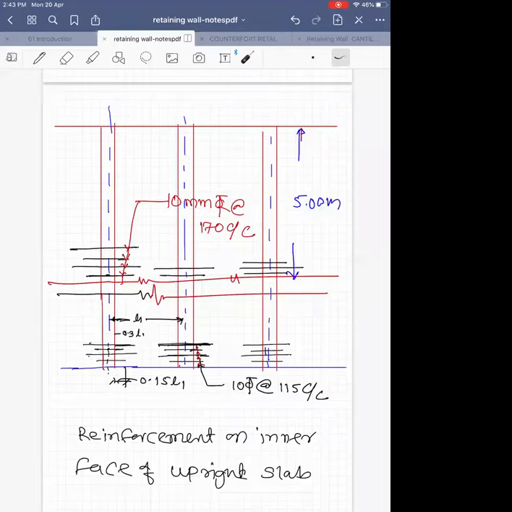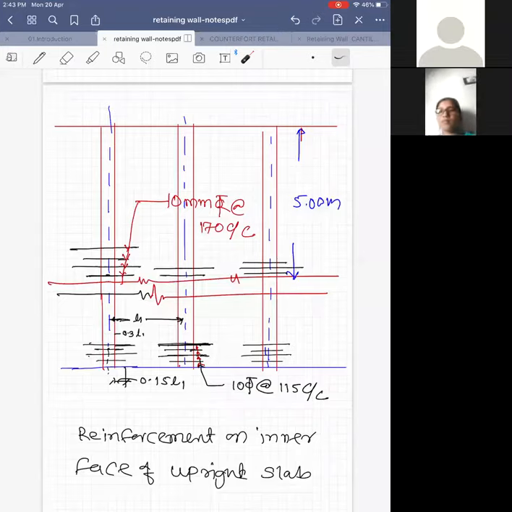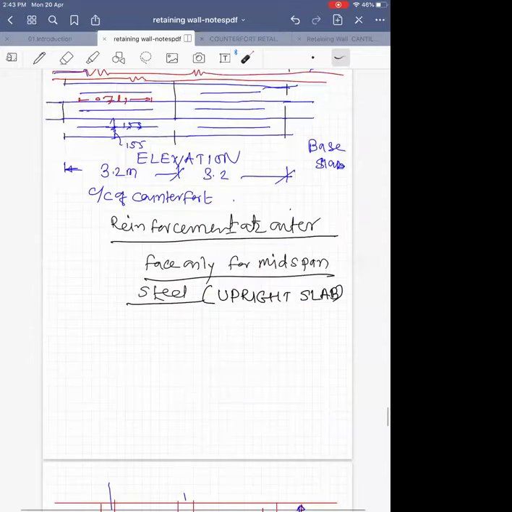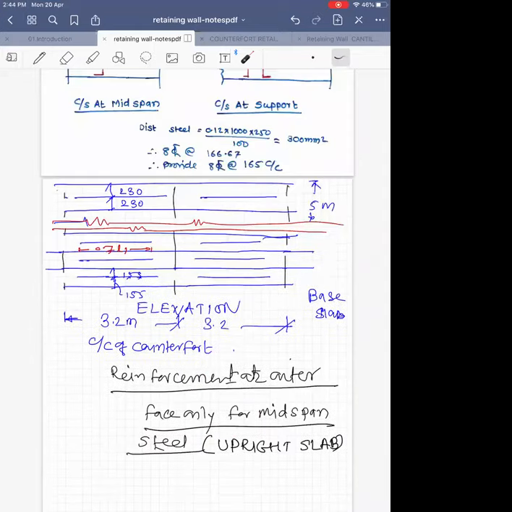And many a time, instead of going for economy, sometimes what is done? See, we need for support 10 mm at 115 center to center. Forget about economy. We can straightaway provide total bars of 10 mm diameter at 115 millimeter center to center mesh on inner face, and on outer face we can have a mesh of 10 mm diameter bar at 115 millimeter center to center.